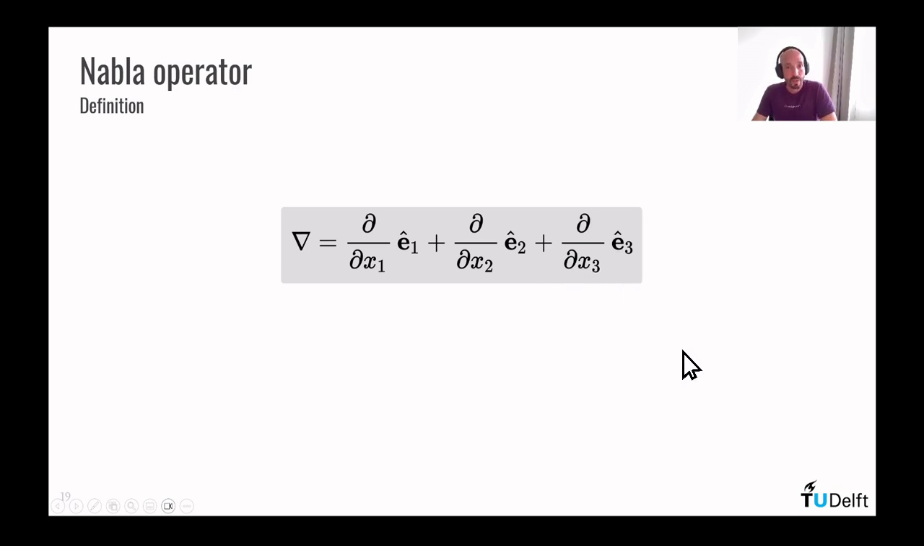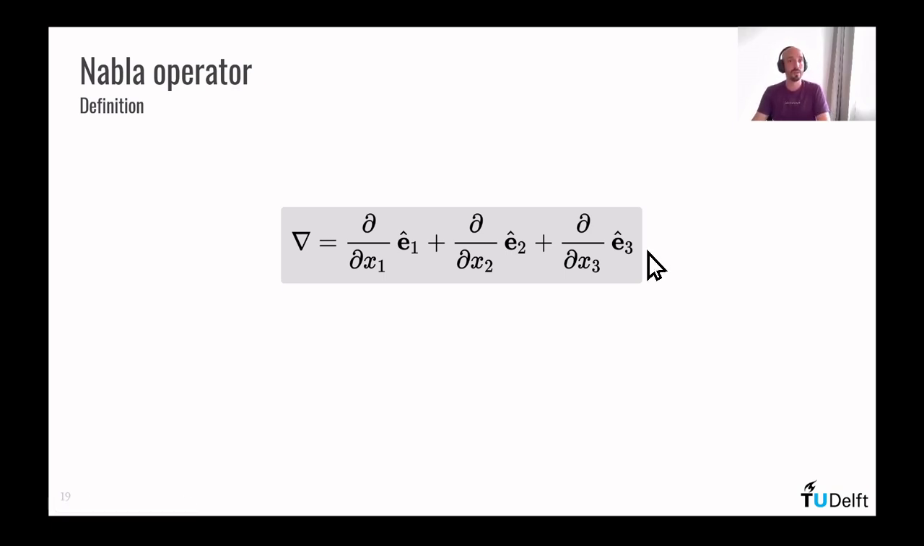So the Nabla operator is the partial derivative of something with respect to x1 in the direction e hat 1, plus the partial derivative of something with respect to x2 in the direction e hat 2, and the same thing in the direction e hat 3. So this is the Nabla operator.